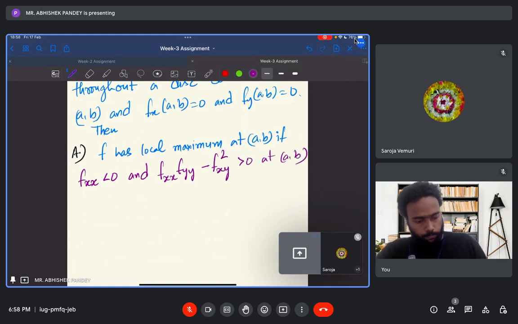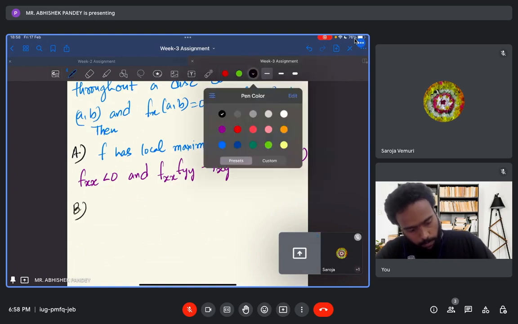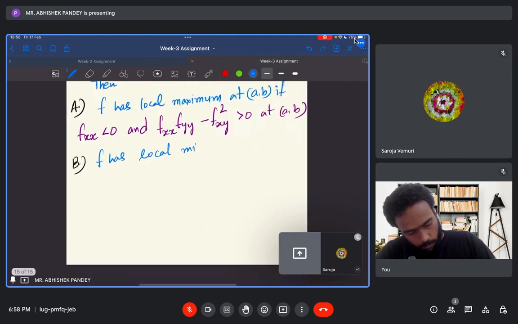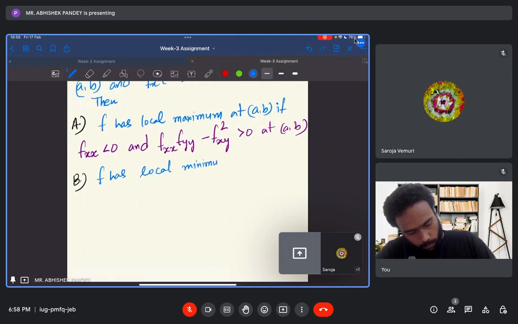Okay, next thing is b. F has a local minimum at a comma b if fxx is positive and fxx fyy minus fxy square is positive at a comma b.